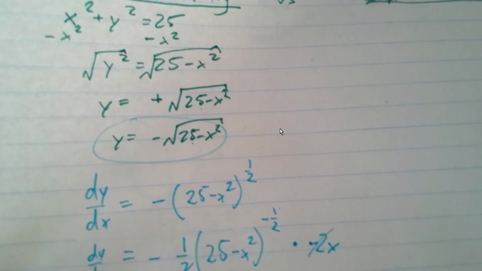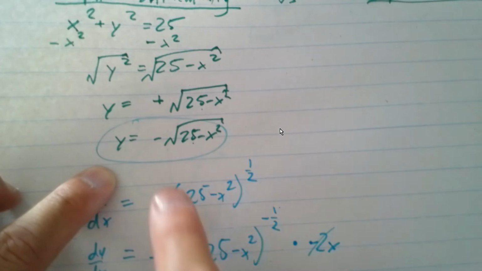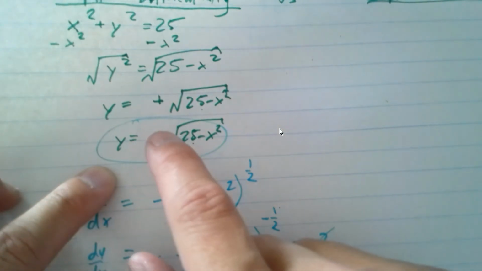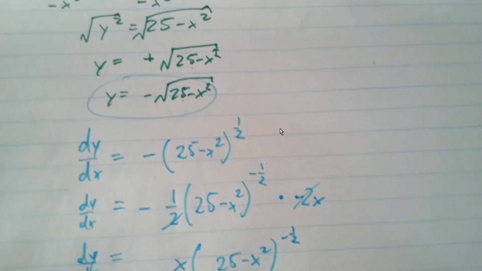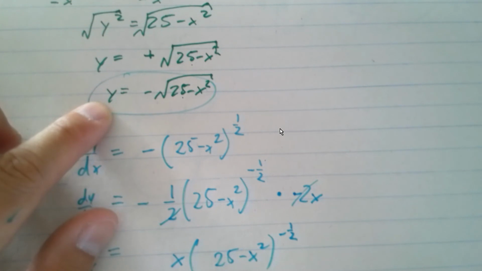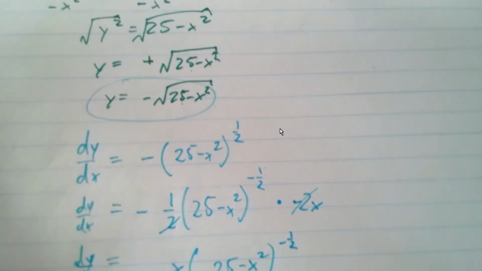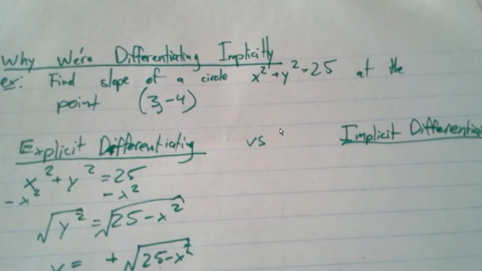And between these two problems, I picked this one. Why did I pick just this bottom function to differentiate this equation, y is equal to negative square root of 25 minus x squared? Any ideas on why I did that? It has to do with the question I gave you. Yeah, Risa, what do you think? Is it because the point at which we're finding the slope is in the fourth quadrant?